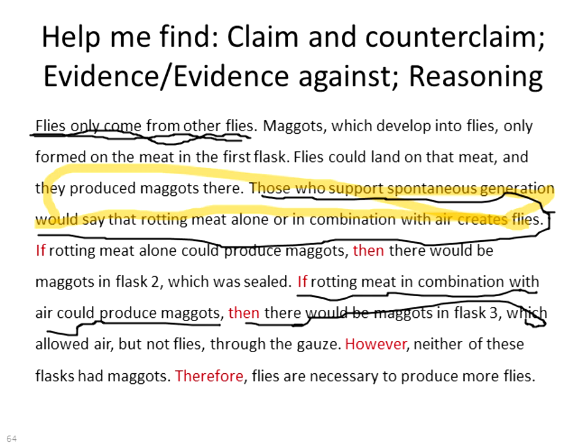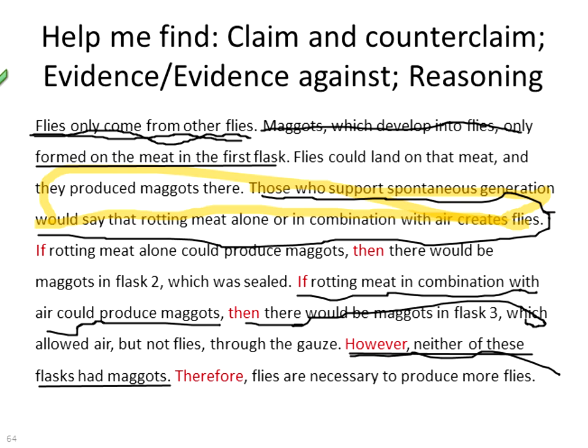The evidence here is that neither of these flasks had maggots. And then our evidence up here, can I get evidence for flies only come from other flies? Get a volunteer on that one? We're going to have this thing so marked up. At this point, maybe I should just do it because it's getting very marked up. All right, I'll take this.